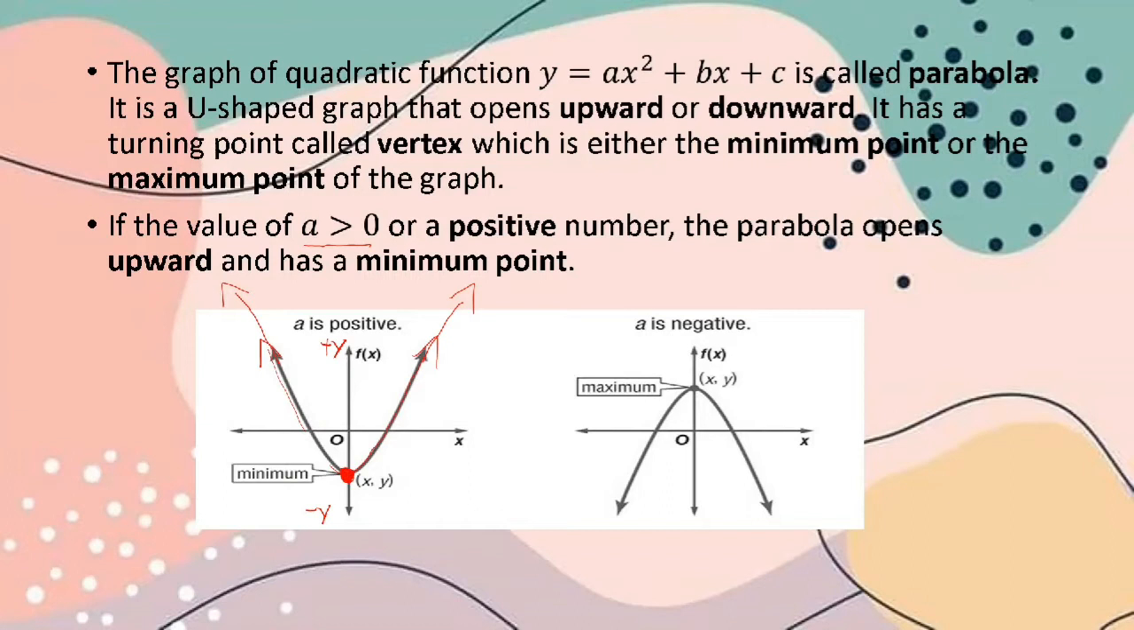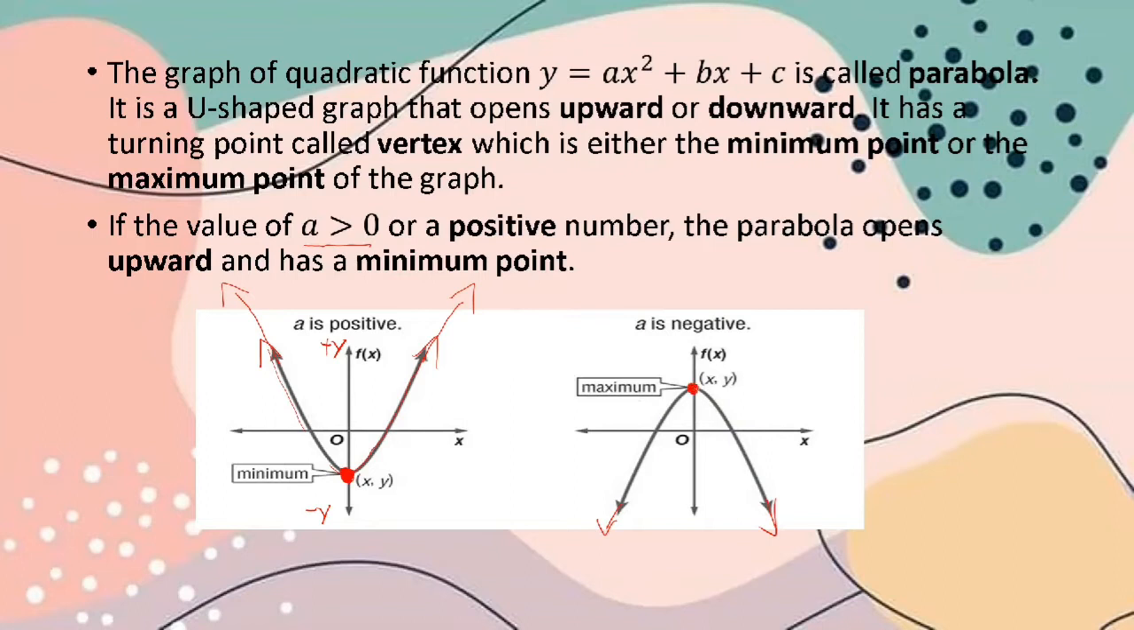Next naman, if A is negative. So, pag negative, it opens downward. Pag downward, it is extended. So, pag extended, continuous yung line natin. Ibig sabihin, yung value natin laging pababa. Pababa yan ng pababa. So, kaya, we have the vertex which is a maximum point. Ibig sabihin, ito na yung pinakamataas na value ng coordinate na meron tayo.